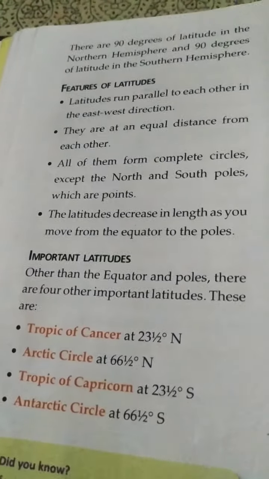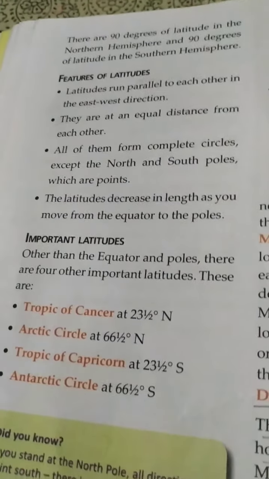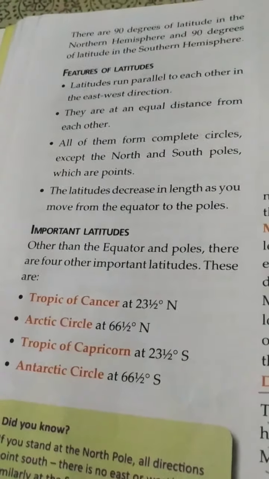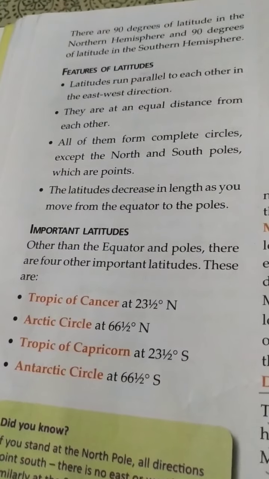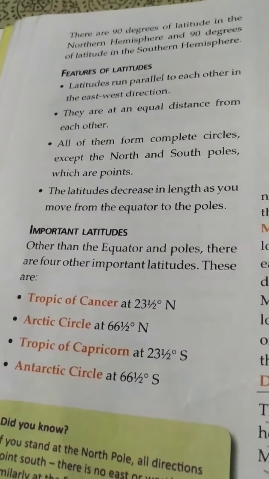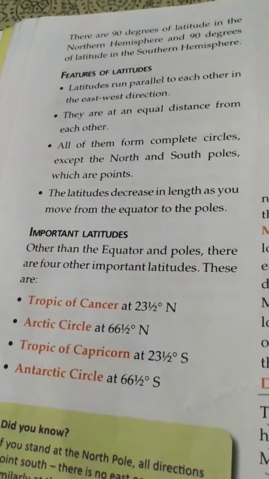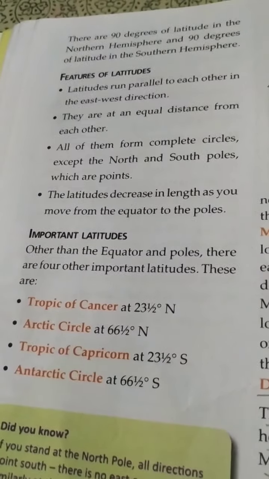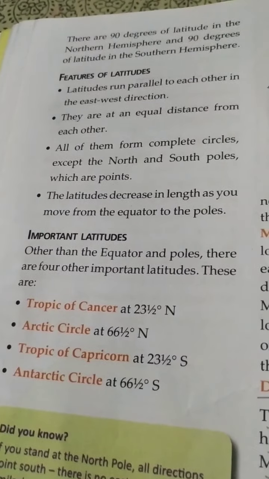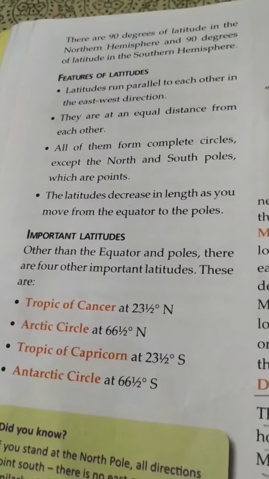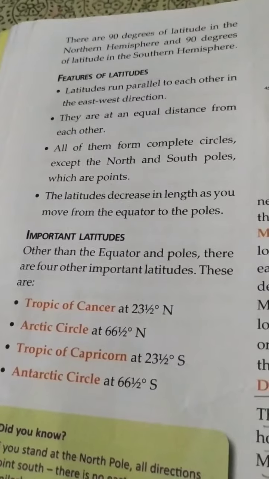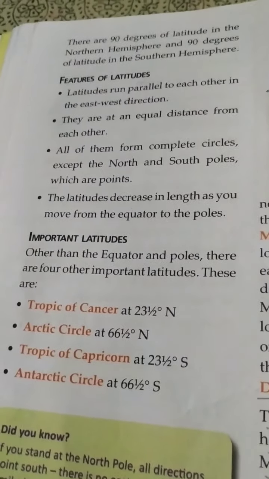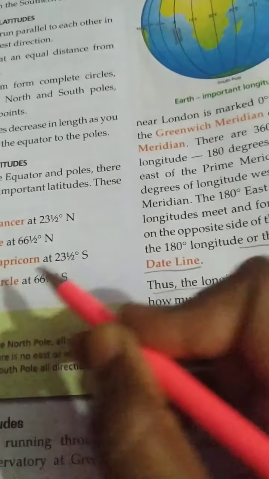Important latitudes are Tropic of Cancer, that is 23.5 degree N, Arctic Circle 66.5 degree N, Tropic of Capricorn 23.5 degree S, and Antarctic Circle 66.5 degree S. N means north, S means south. And did you know? Put tick mark. You will learn it.